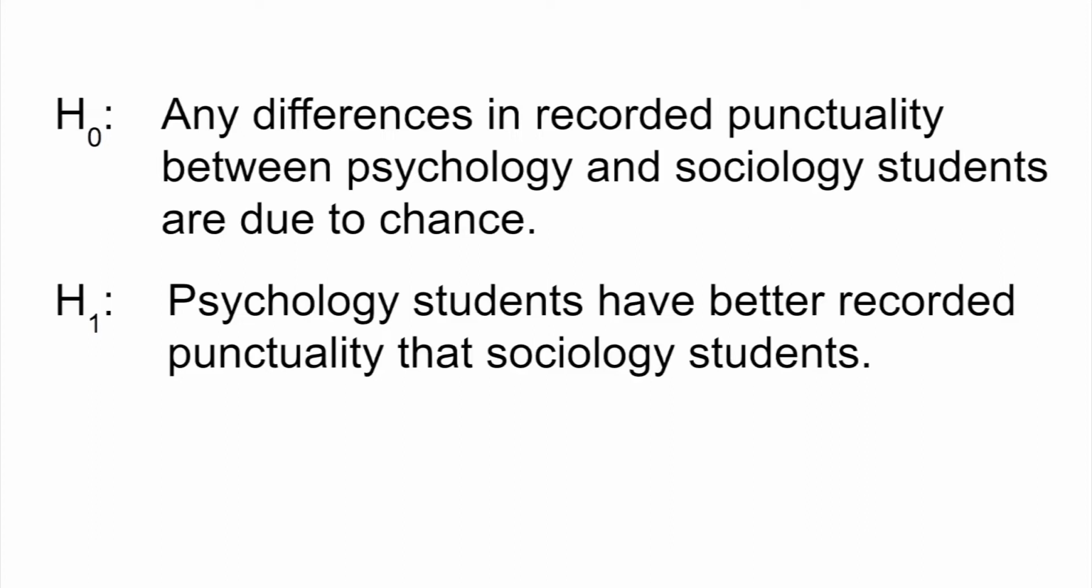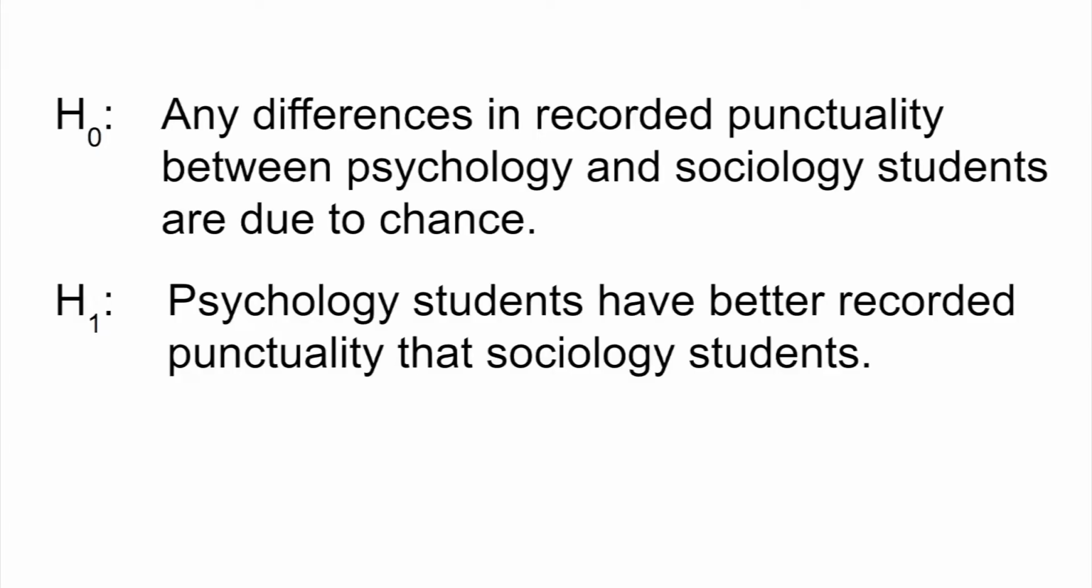So let's imagine a hypothesis. Let's imagine that I think that psychology students are more punctual than sociology students. So first of all, let me write down my two hypotheses. The alternative hypothesis is that psychology students have a better recorded punctuality than sociology students, and by recorded punctuality I mean what I can read off Sims. And my null hypothesis is that any differences in the recorded punctuality between psychology students and sociology students is due to chance.